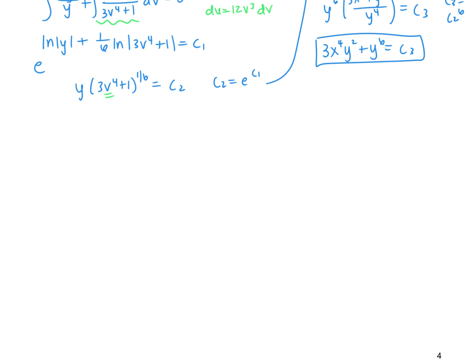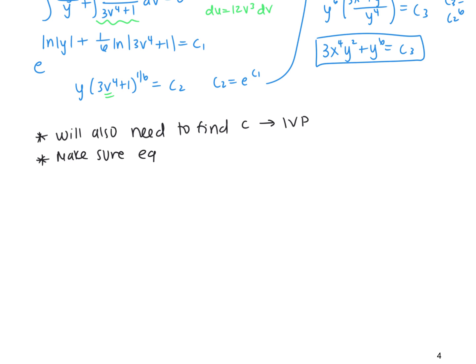Just a few quick notes for you at the bottom before we move on to the second type. You will also need to find c. So those are our initial value problems. And then one thing to just be careful of, I would be careful with the ordering of the equation and make sure that the equation has dx then dy. That helps me keep things a little bit straighter in my mind when I'm doing my substitution.